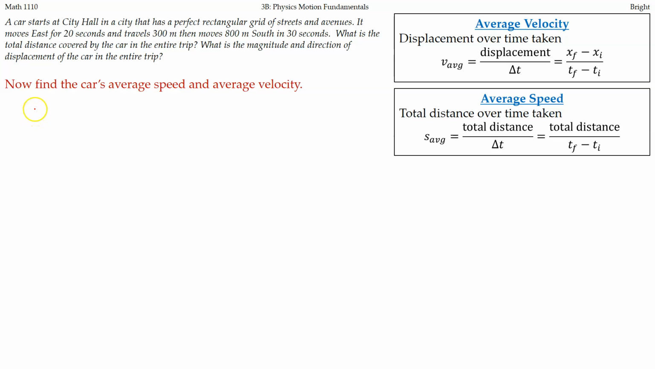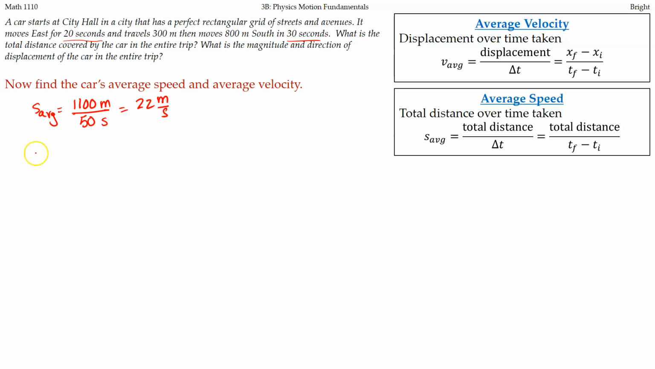We'll do it in order, the average speed first. This was total distance over time, so that was 1100 meters for the distance, over the total time, 20 seconds plus 30 seconds, which is 50 seconds. Punching 1100 divided by 50 into my calculator, I get 22 meters per second.